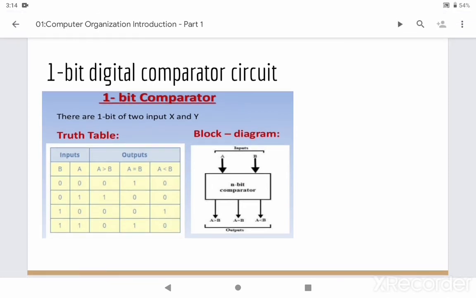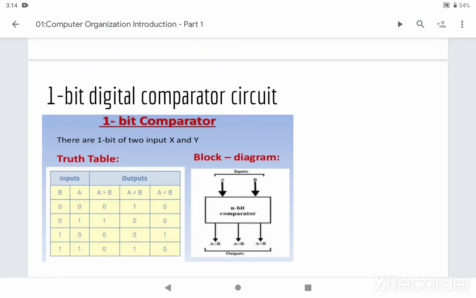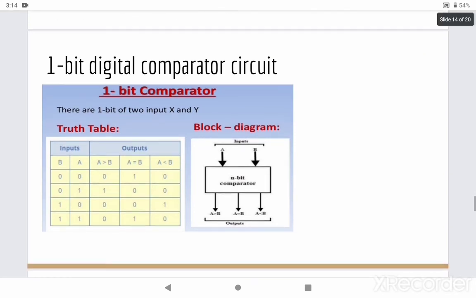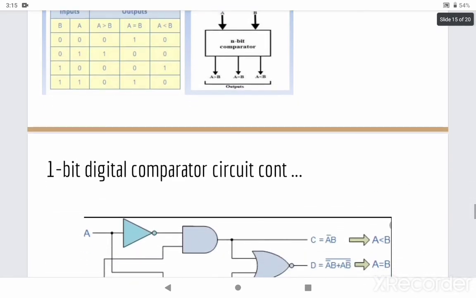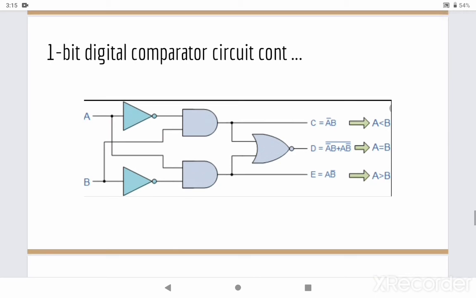Then in the next input, you can see B as 1, A as 1. So the first condition, A greater than B. 1 greater than 1. No, 0. Then A equal to B, that is 1 equal to 1. Yes, so we can place our value 1 in that cell. So this is the truth table made for the 1-bit comparator. And also we can have our circuit here.